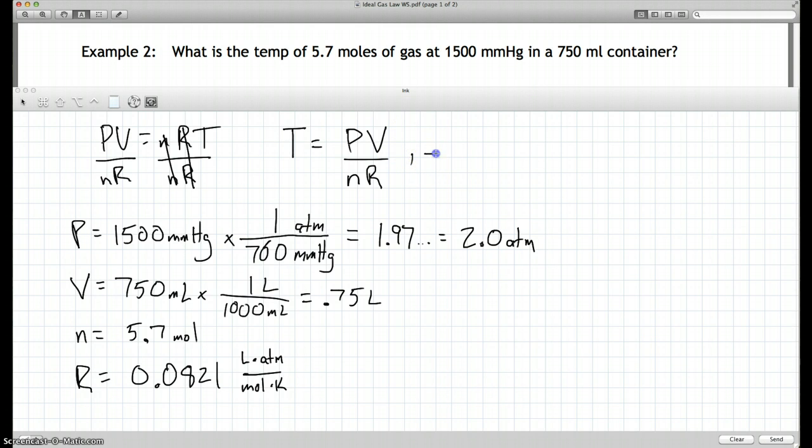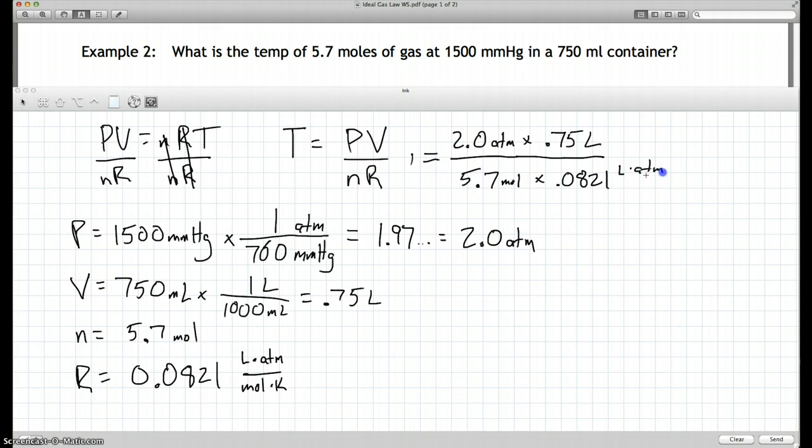Oops. That's going to equal pressure, which is 2.0 atmospheres, times volume, which is 0.75 liters, and divide all that by N, which is 5.7 moles, times 0.0821 liters atmospheres over mole K. So I'm going to do the top math, get an answer, do the bottom math, get an answer, divide the two, or use parentheses. Don't put it all in at once without parentheses. It will give you the wrong answer.